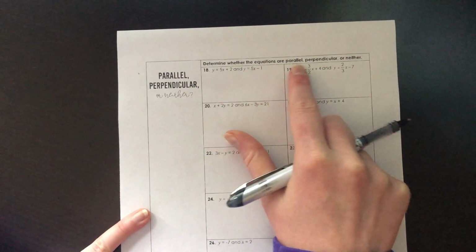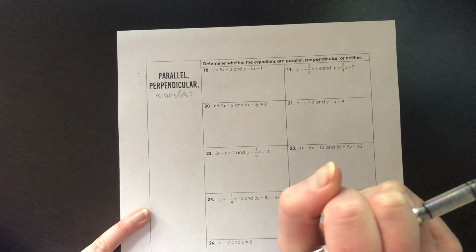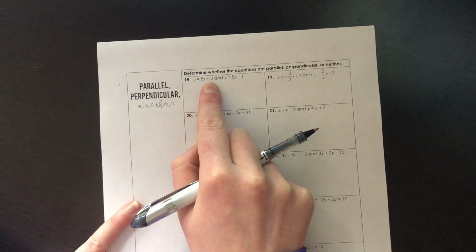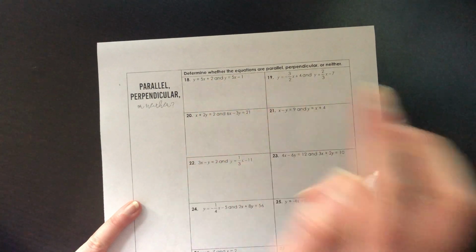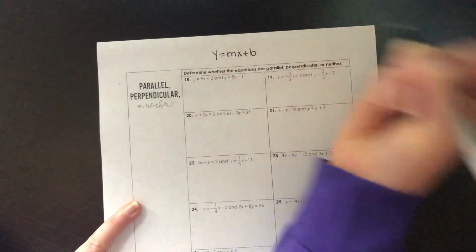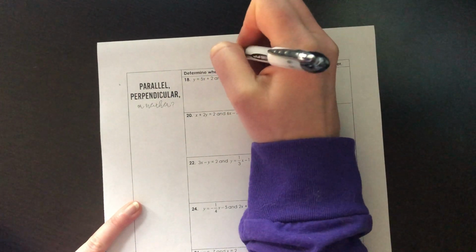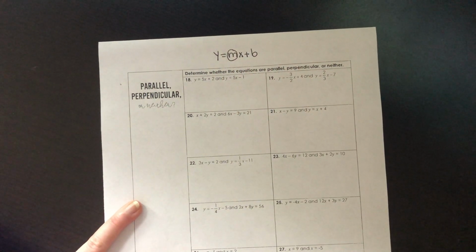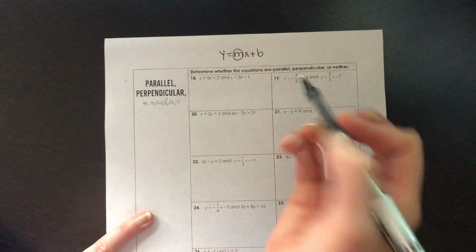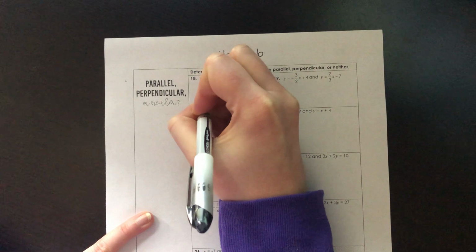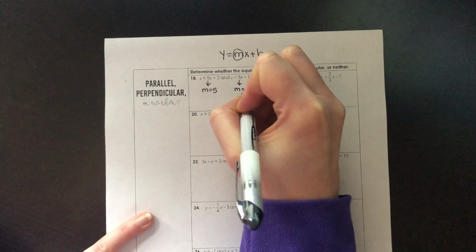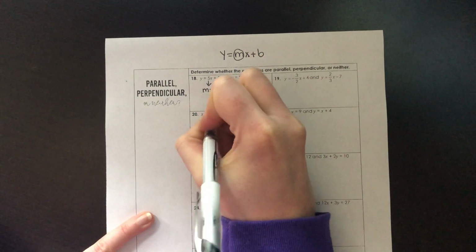Determine if the equations are parallel, perpendicular, or neither. If we look at number 18, y equals 5x plus 2, and y equals 5x minus 1. The key is to make sure it is in y equals mx plus b form, because then I can quickly see what my m is, my slope. Both are in slope-intercept form, so I can see that the slope of the first one is 5, and the slope of the second equation is also 5. They're the same, so it's parallel.